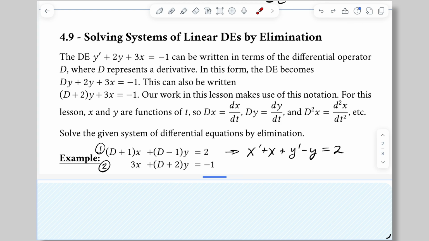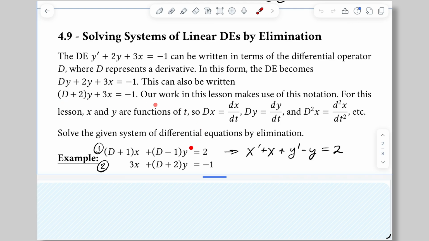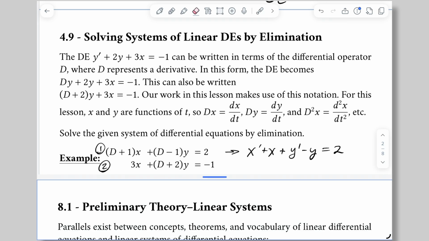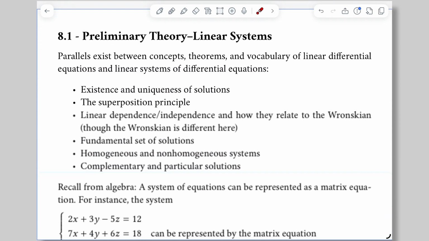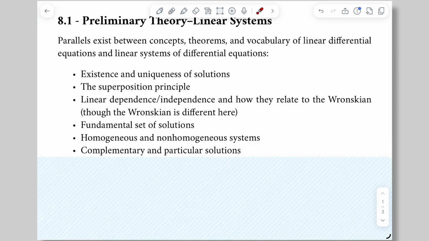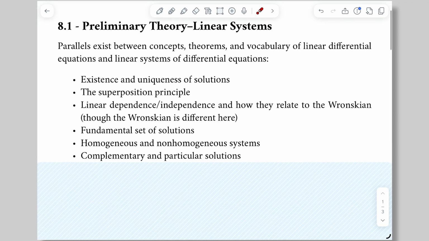Earlier in the course, we saw how to solve systems of linear differential equations using the differential operator and the technique of elimination. Now we're going to take a deeper look at solving linear systems, but using an entirely different approach. In fact, we're going to be using a matrix approach.